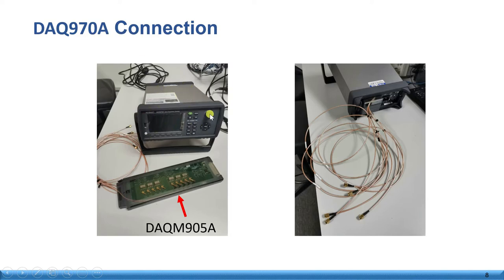For the DAQ 970A connection, this is the DAQ 970A, and this is the DAQ multiplexer M905A. The multiplexer is put into the slot in the DAQ, behind here. Then you can pull out the cables, and all these cables connect to the signal generator, the spectrum analyzer, or the VNA. The socket here is for an SMB connector.